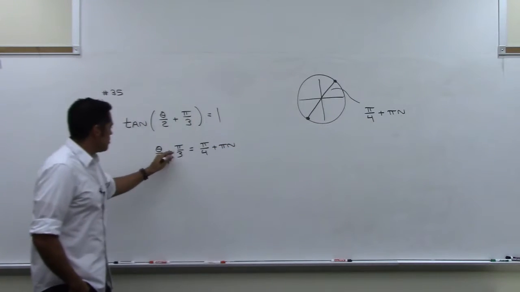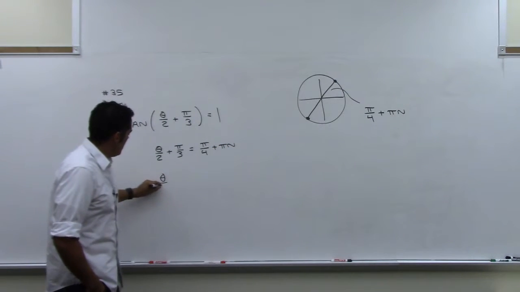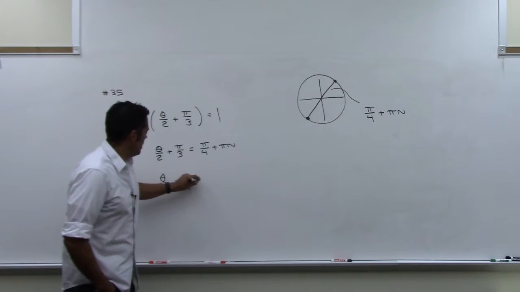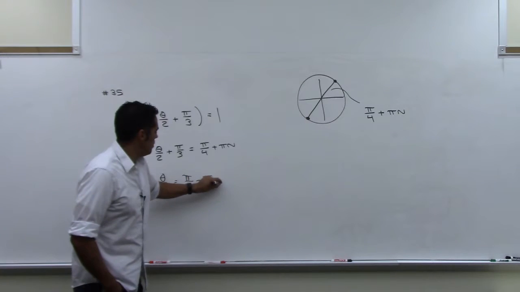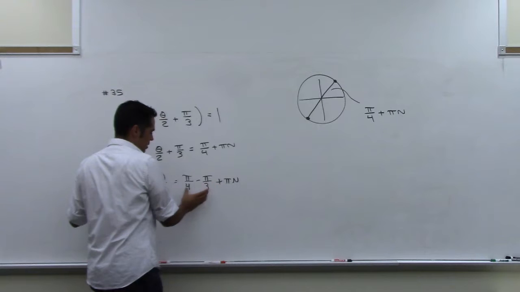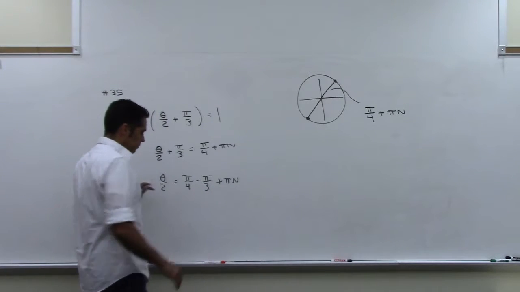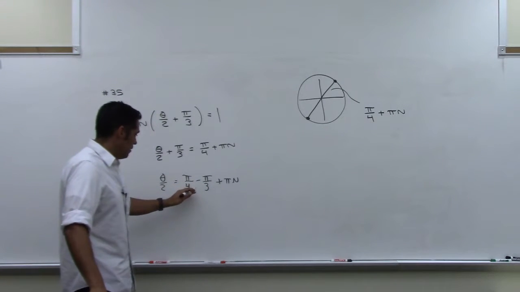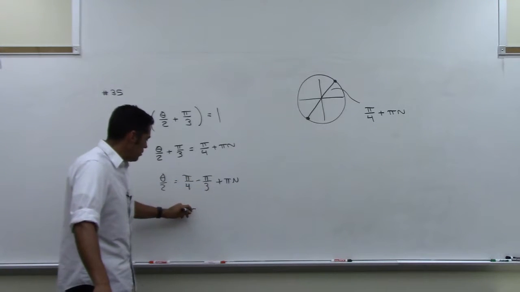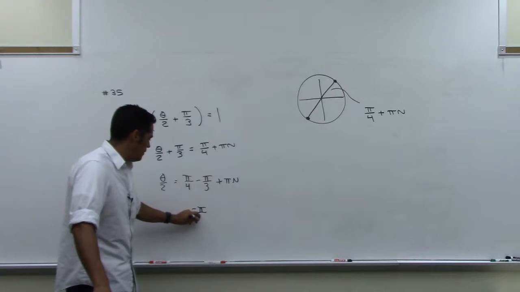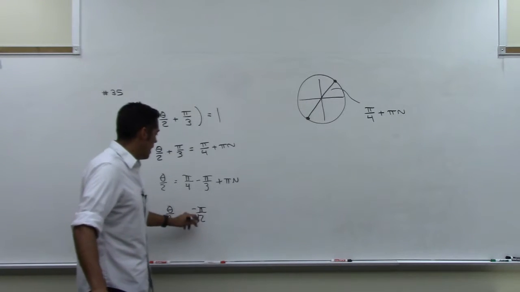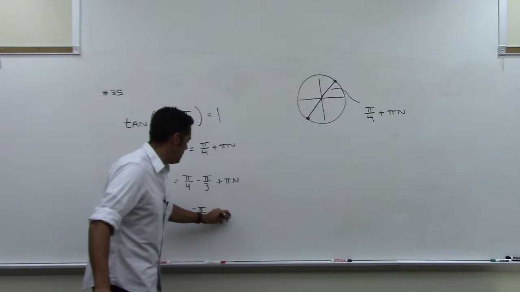All right, I'm going to subtract pi over 3 first. So theta over 2 equals pi over 4 minus pi over 3 plus pi n. We're not doing anything with this because it has an n in it, so I can only combine those two. Getting a common denominator here of 12, multiply top by 3 here, top by 4 here, you wind up with negative pi over 12 as your new fraction, and then plus pi n.